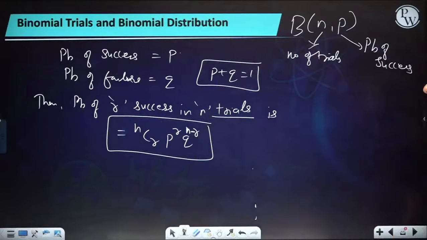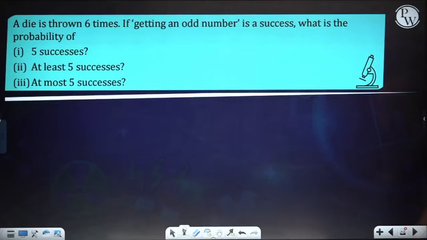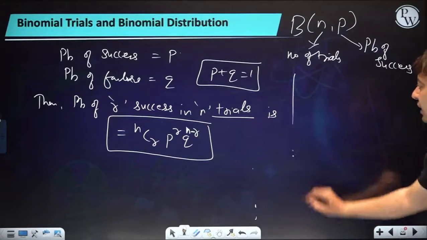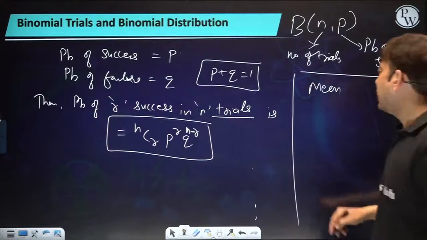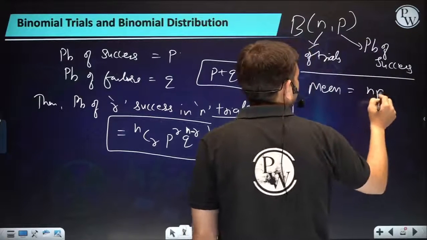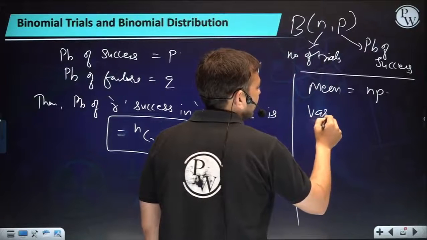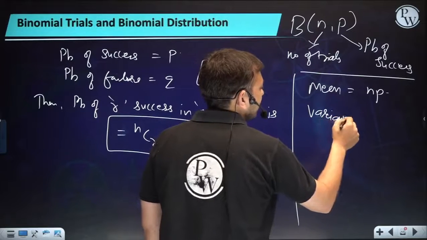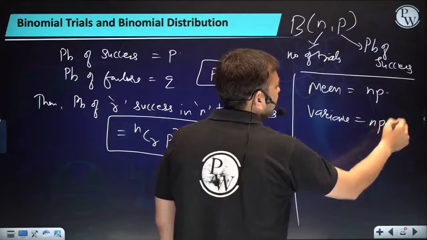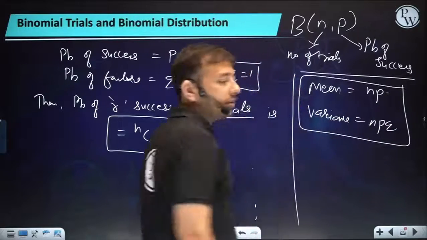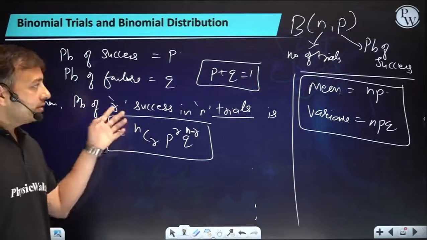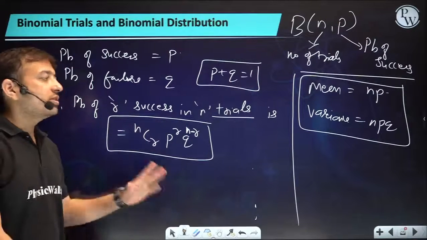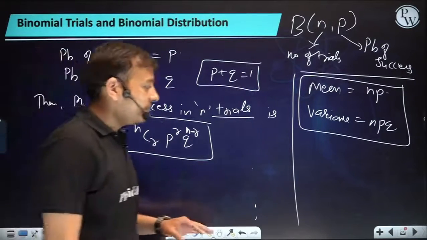Okay. I hope it's clear. Now, questions are there. Before questions, I need to tell you 2 more things. First of all, in a binomial trial, mean is equal to n into p and variance is equal to n into p into q. That's it. This much is required. Like we did random variable, now this is binomial distribution, this much only, nothing else.